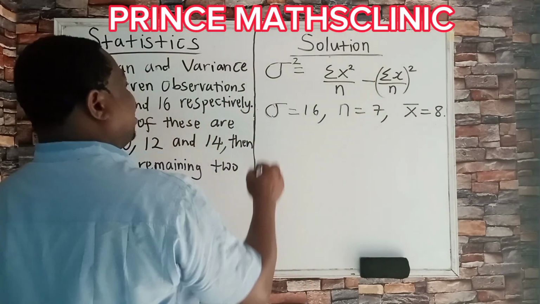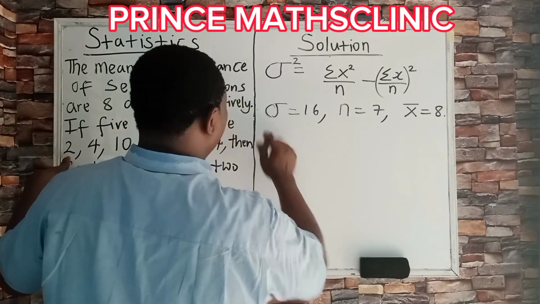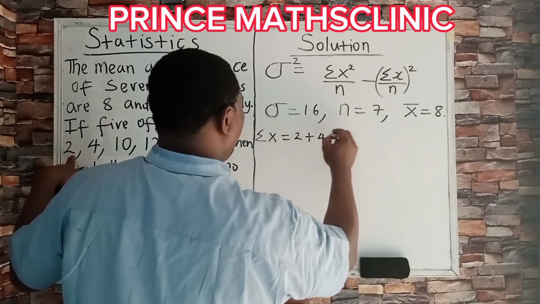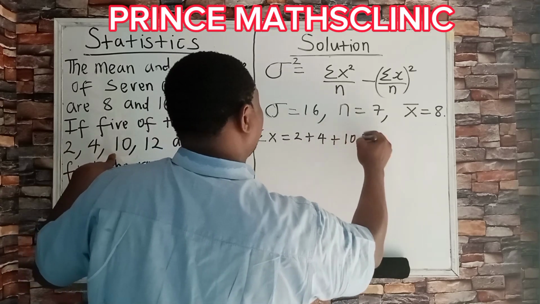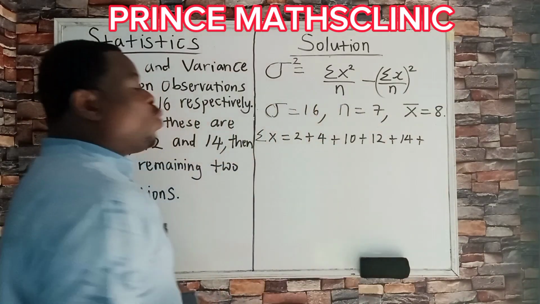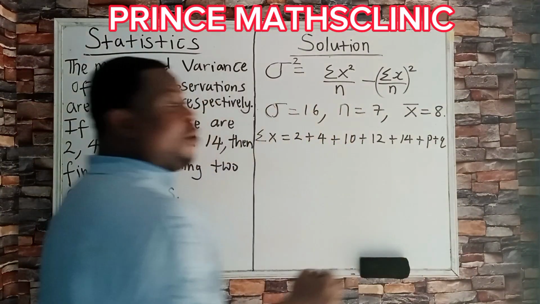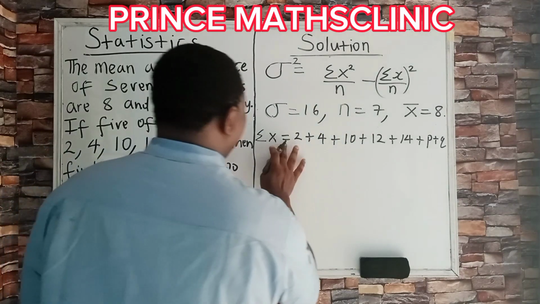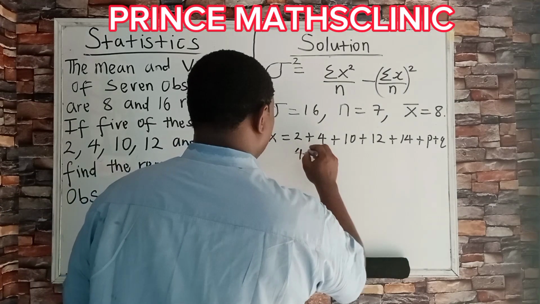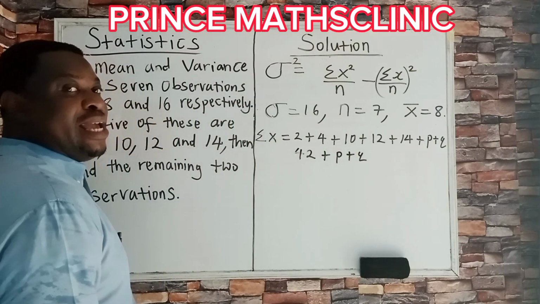So what are the x? My x are the figures given. So I'm going to add, so let me just say summation x. So I'm going to add 2 plus 4 plus 10 plus 12 plus 14. Then let the other 2 observations that are missing, let's call them P and Q. So if I add everything up, 42. So this becomes 42 plus P plus Q. That's my summation of x.